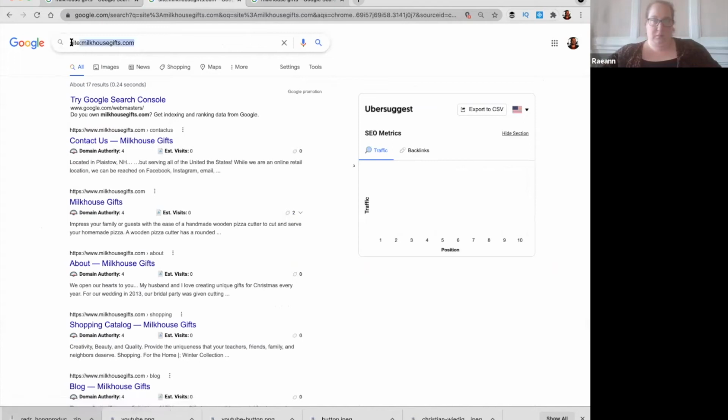Now let's look at how Google indexes the site. What I'm doing right here for people watching is using what's called a search operator. The way Google works, when you search Google, you're not searching the entire web.